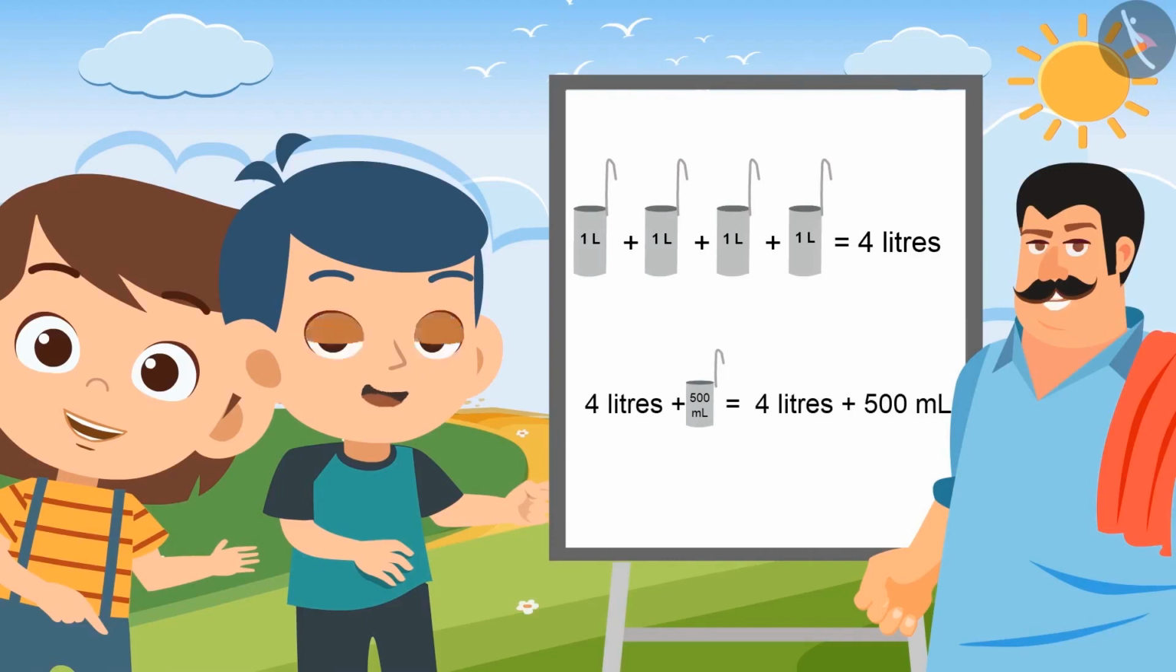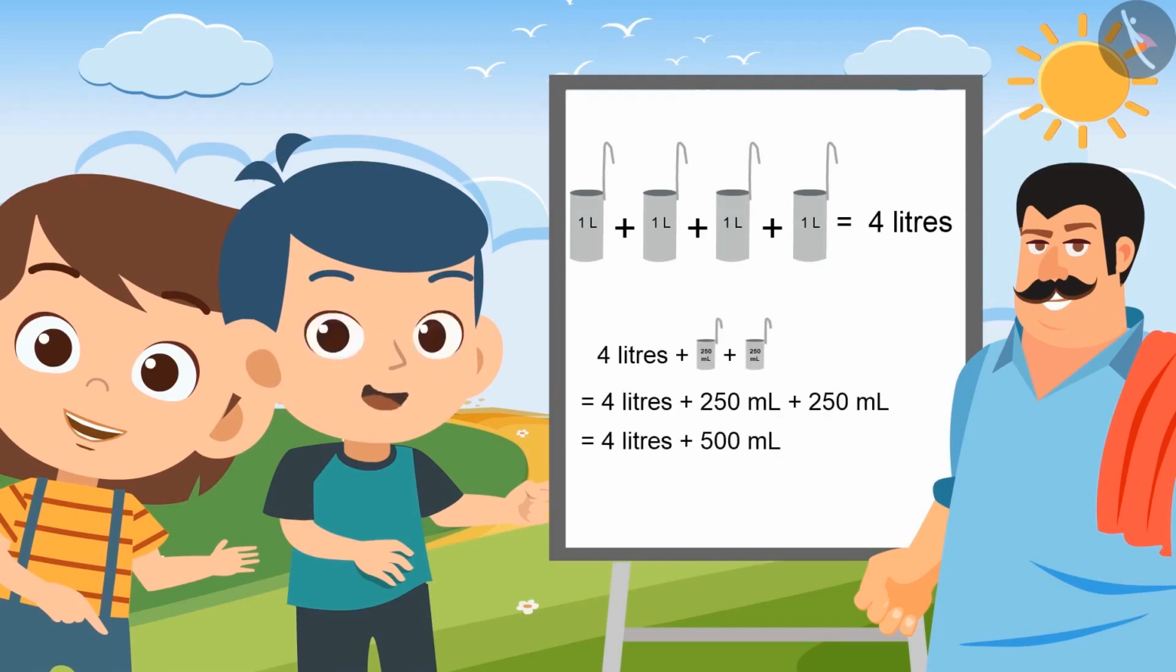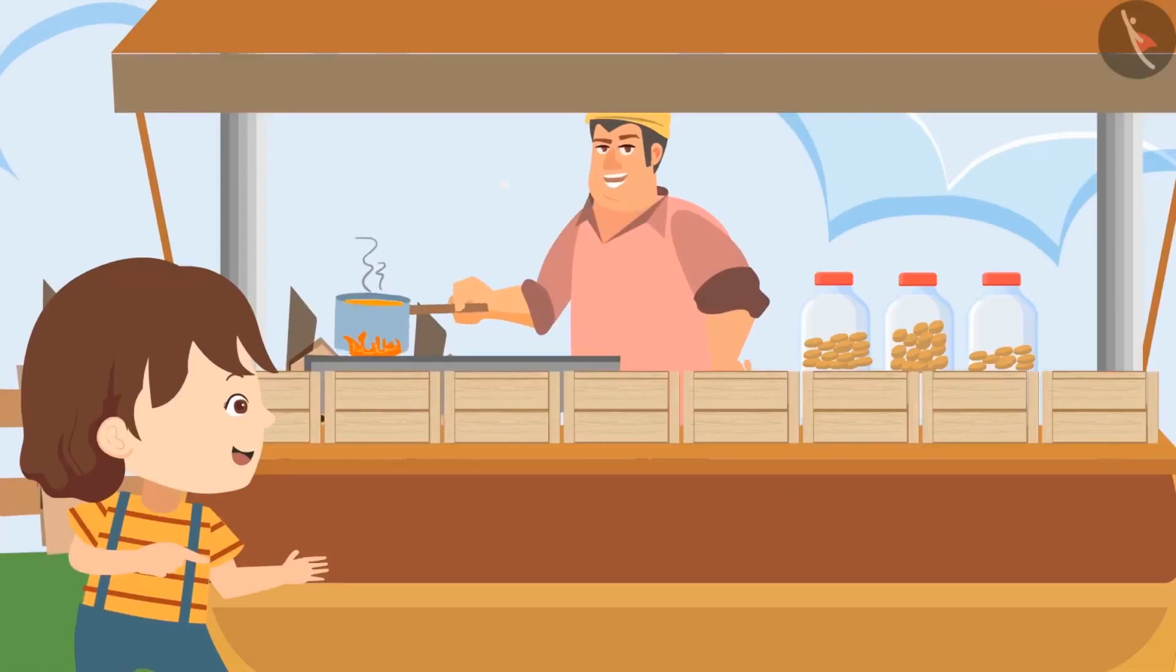Let me tell you another way. You can also measure 4 liters of milk by using the 1 liter container 4 times and the 250 ml container 2 times. Yes, this can also be done. Pinky, bring a container to fetch the milk.